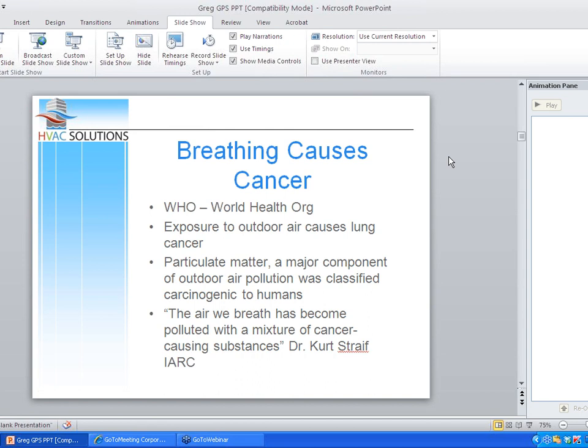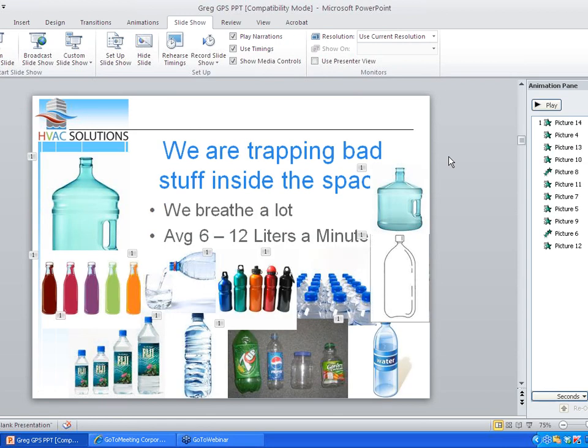This came out from the World Health Organization just a couple weeks ago. They said that exposure to outdoor air causes lung cancer. Now that's crazy because we pretty much all breathe outdoor air. The reason for that, they said, is that particulate matter, which is a major component of outdoor air pollution, was classified as carcinogenic. That means it can cause cancer. It does eat lung tissue. So it's an interesting report that just came out with some what I call crazy headlines.